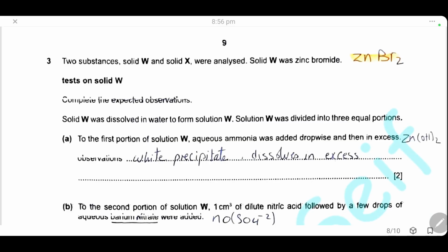Question 3. Two substances, solid W and solid X, were analyzed. Solid W was zinc bromide. We will start with tests on solid W, complete the expected observation. First, solid W was dissolved in water to form solution W, and the solution is divided into 3 equal portions.